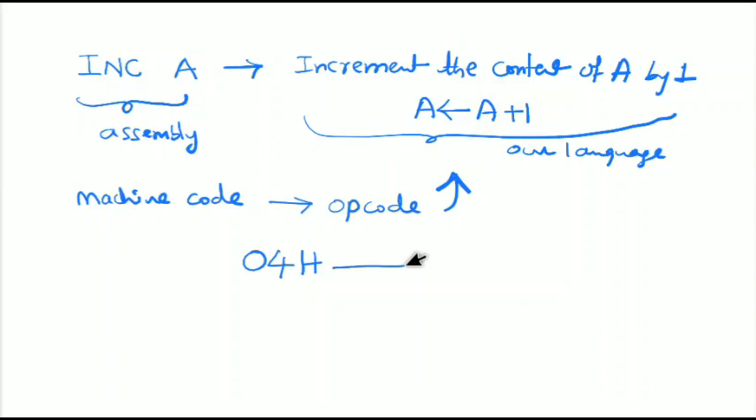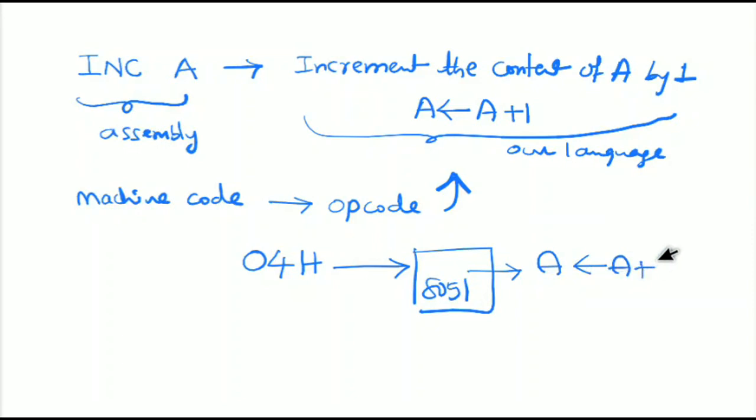So 04H is nothing but the operation code for this type of increment. Whenever 04H is given to 8051, or whenever 04H is being executed by 8051, what it will understand is that it will take A and add 1, and the result will be stored back to A. This kind of operation will be done by 8051 if you are providing 04H to the decoding circuit. So this is the machine code for INC A.